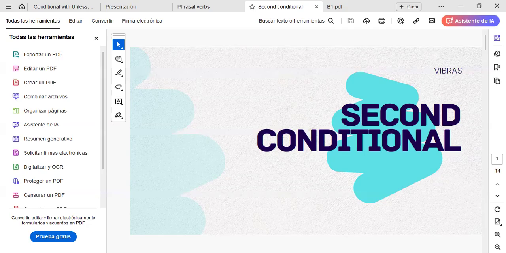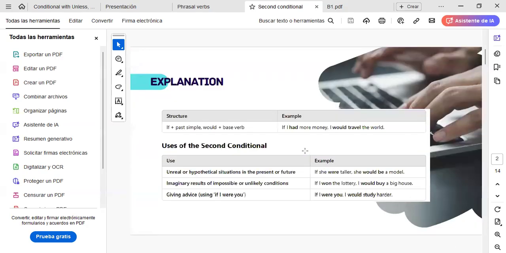Okay, let's start, Paulina. We need to continue class. So, second conditional. Let's check a little bit. The structure is easy. We use the if clause plus past simple, comma, the modal verb would plus verb in base form. For example, if I had more money, I would travel the world, right? The uses are unreal or hypothetical situations in the present or future, imaginary results of impossible or unlikely conditions, or giving advice. If I were you, si yo fuera usted. Do you have any question about this topic?